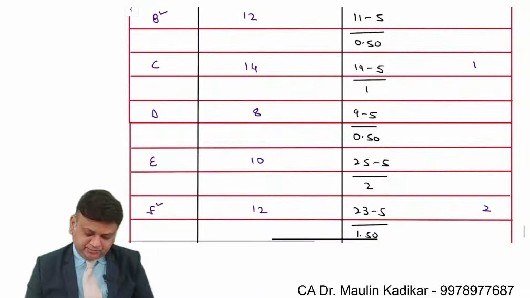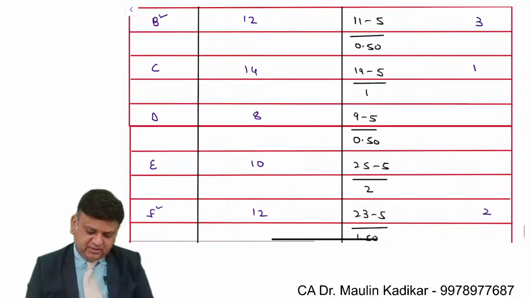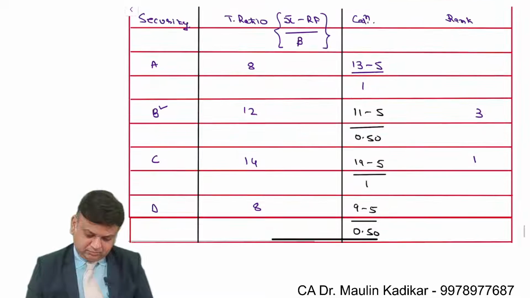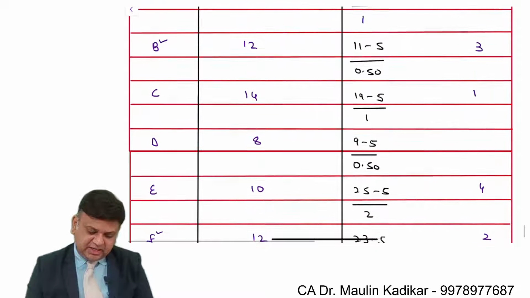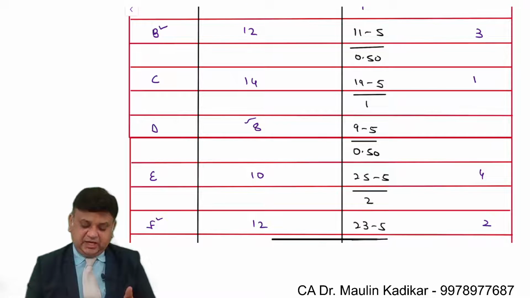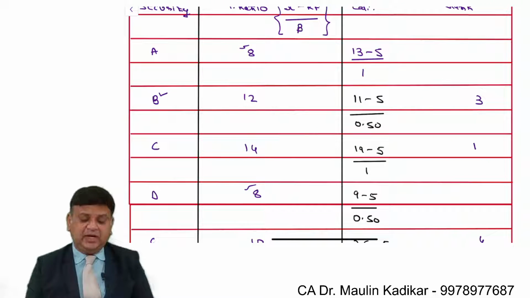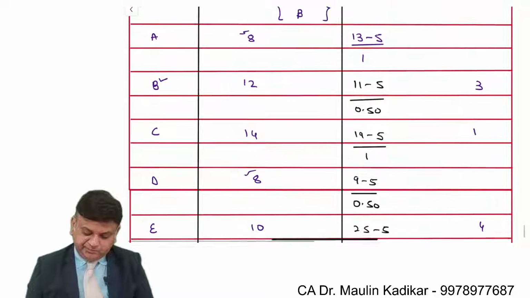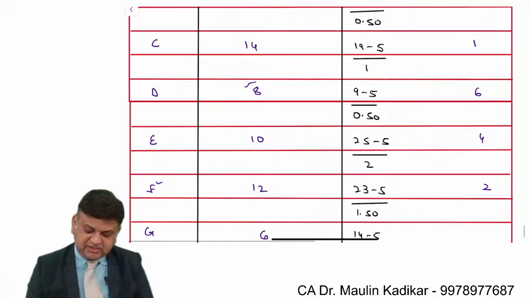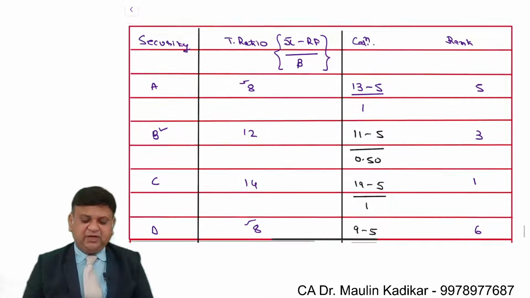Next, the third is security B, fourth is security E. Then again, security A has Treynor's ratio 8 and D has Treynor's ratio once again 8. So what will happen? We are required to give the priority to the security which is offering higher return, that is security A. So it is rank 5, this is rank 6, and of course this will be having the last rank 7. This is the way we are required to give rank.